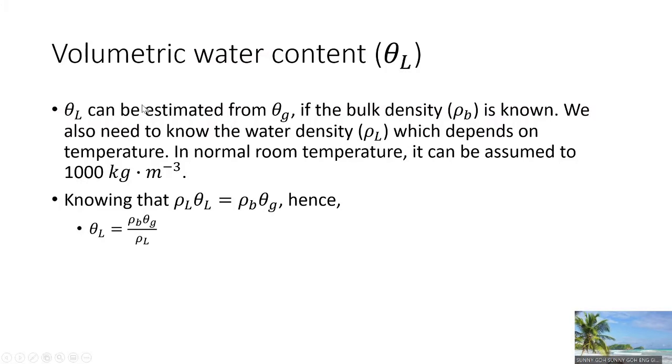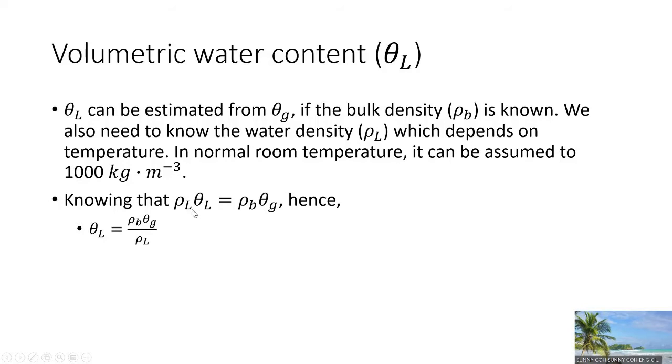Okay, so we're also interested to know the volumetric water content apart from the gravimetric water content. The volumetric water content theta L can be estimated from theta G, the gravimetric water content, if the bulk density rho B is known. We also need to know the water density rho L, which depends on temperature. At normal room temperature, it can be assumed to be 1000 kilogram per meter cube.